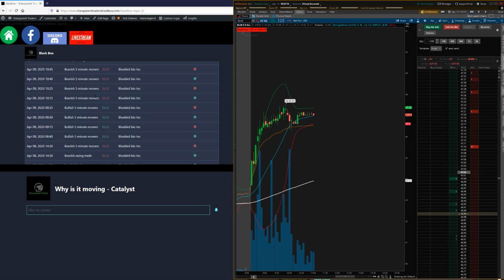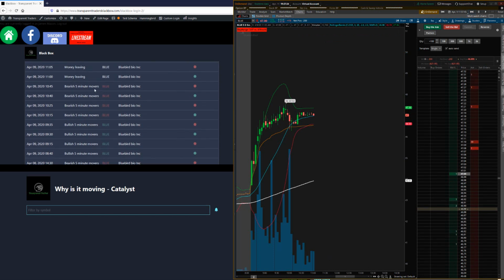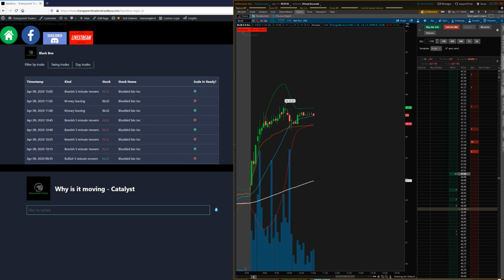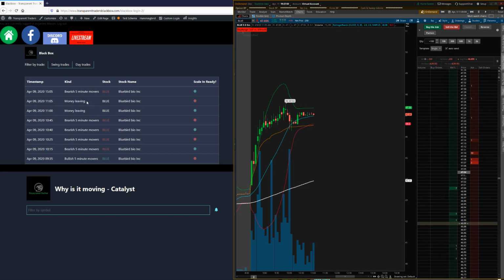All right. So current time, 11:07 Central. And this would be our current alert right here, which is a money leaving. Now, these money leaving signals, what this essentially means is that there was money put in a trade and pulled out very quickly. And they tend to follow the bearish 5-minute movers.